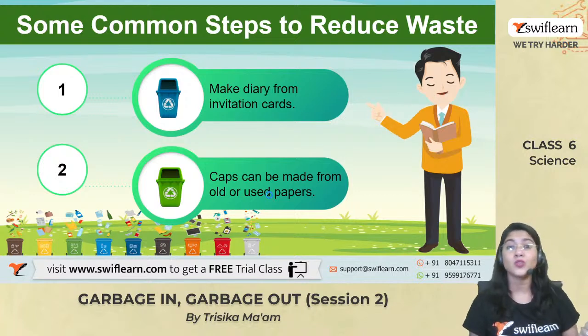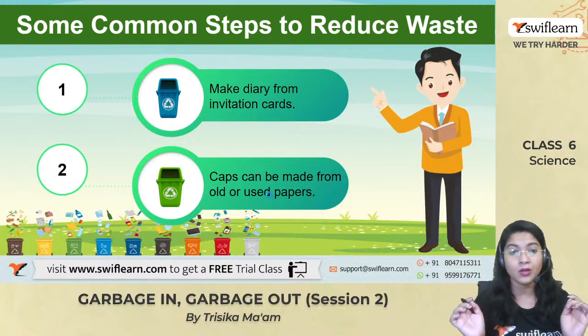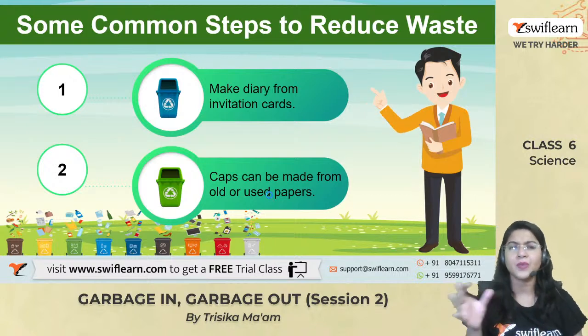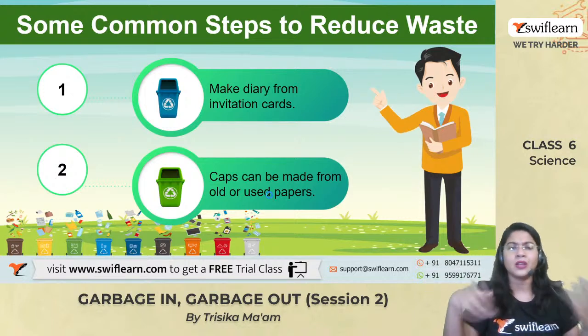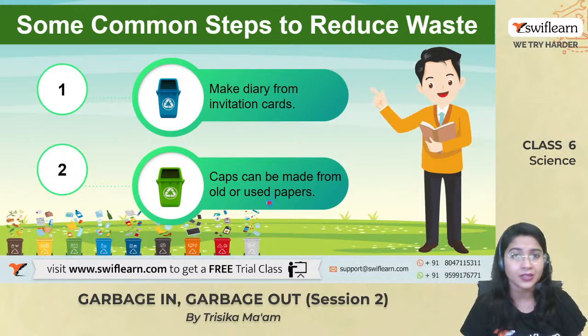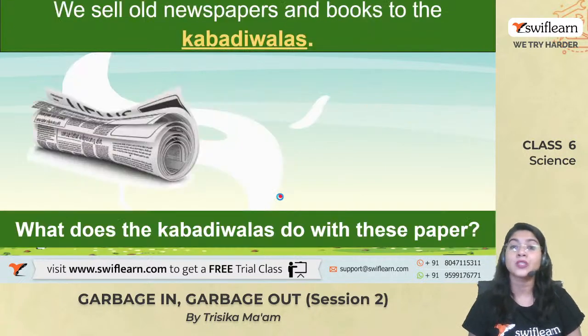After reading the newspaper, don't throw it in the garbage or in the basket, the dustbin. So we can make different paper caps and different types of paper things from different materials, by coloring on it and using it again. So these are the different steps to reduce the waste.